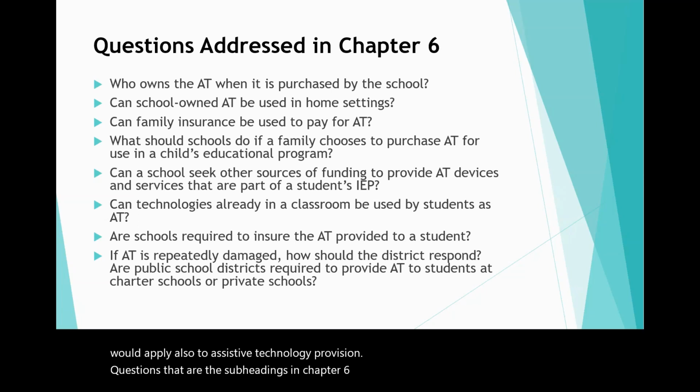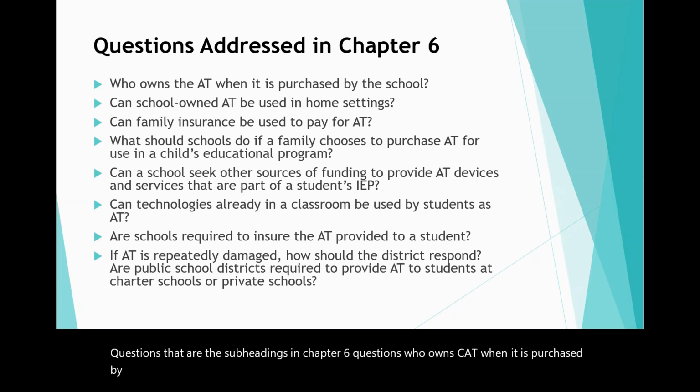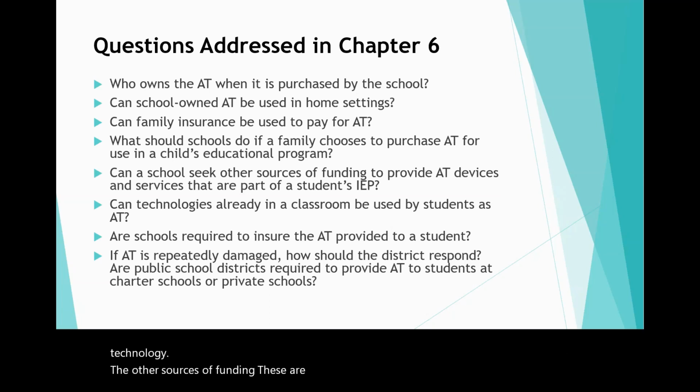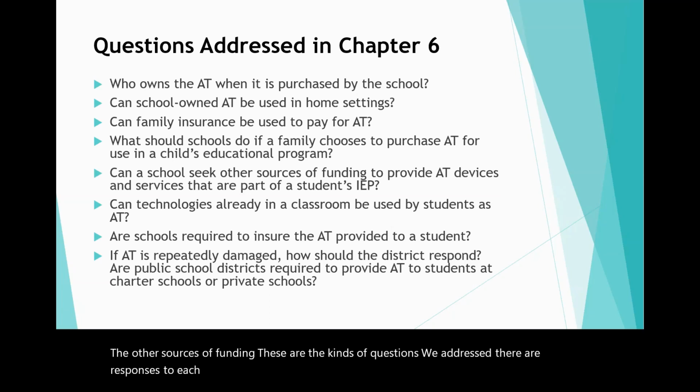These are the questions that are the subheadings in Chapter 6. Questions like, who owns the AT when it is purchased by the school? Can family insurance be used to pay for assistive technology? Can a school seek other sources of funding? These are the kinds of questions we address. There are responses to each of these questions in Chapter 6. So I really want to encourage you to take a look at Chapter 6 if you have concerns about any of these questions.